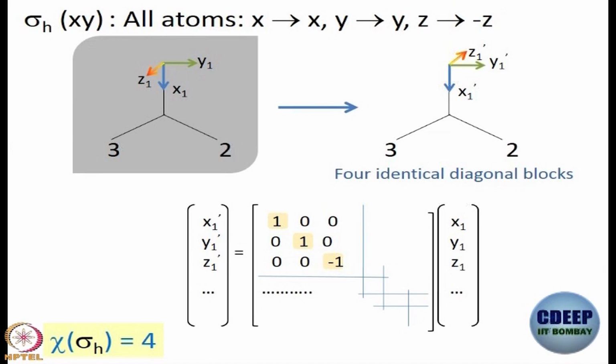So, what is the contribution to character of each atom? 1 plus 1 minus 1. So, it is 1. Maybe you are giving me the answer when you said 1. I thought you were giving me the answer for X only anyway. And how many such blocks are there? So, what is the character? Character of sigma H is 4.